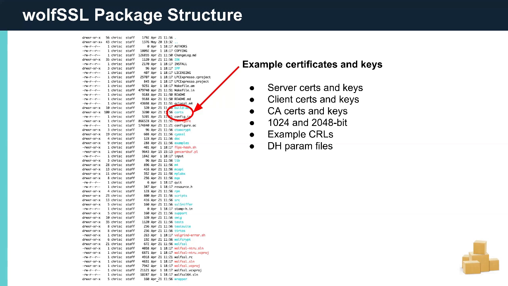It'll include certificates and keys for both the server and the client side, for both RSA and ECC, and probably some other algorithms in there as well. Certificates and keys for CAs, different bit levels, so RSA 1024, 2048. It has some example certificate revocation lists, CRLs, in there, and some example Diffie-Hellman parameter files. Just some generally useful stuff to help you get up and running more quickly with tests.